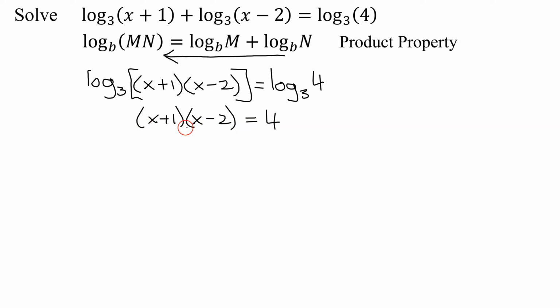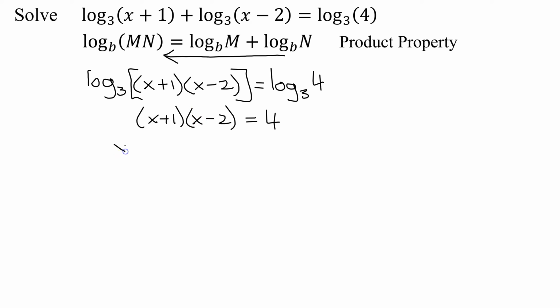Now, what type of equation do we have here? Don't be tempted to set each of these factors equal to 4. That only works if I had a 0 on this side. That's the zero factor property. So what I'm going to have to do is FOIL out these 2 binomials, collect all the terms on one side, and then factor or use the quadratic formula. So let's FOIL it out quickly.